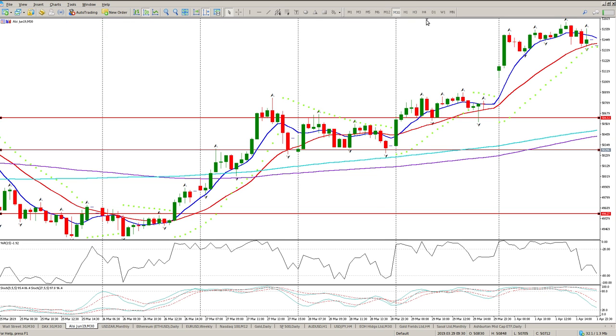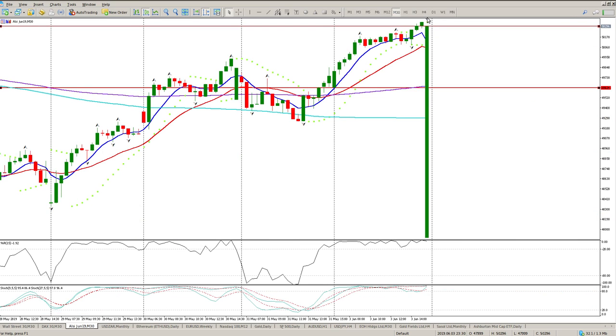Drop down to the 30. And you can see that the closing range strategy would have worked out quite nicely. Okay, there's my closing range. Where's my Fibonacci there? There's my closing range.